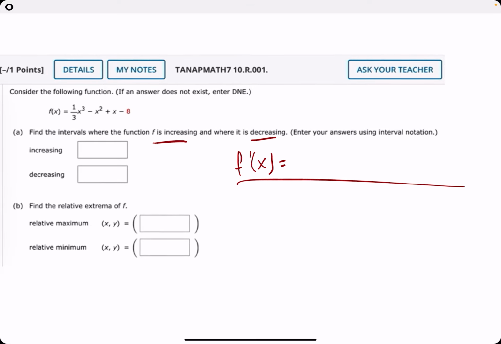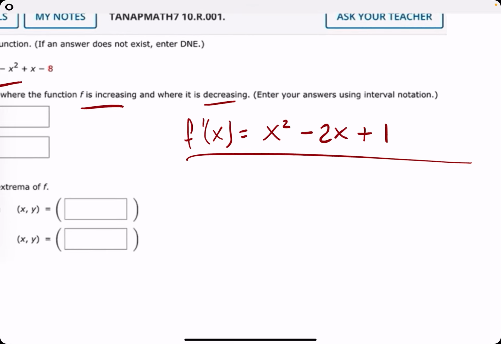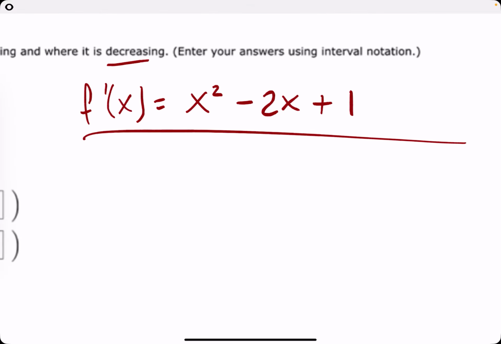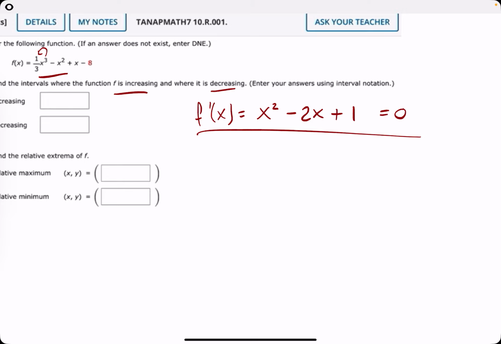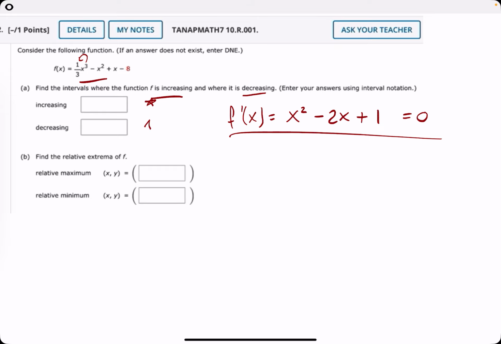So finding f prime, 3 times 1/3, that would cancel. You'd just be left with x squared minus 2x plus 1. That's just regular derivatives. That should be a breeze at this point in the course. This is f prime. We always set f prime equal to 0. What that'll do is give us some x values for which f prime is equal to 0, and then those will serve as boundary points for these intervals for increasing and decreasing.